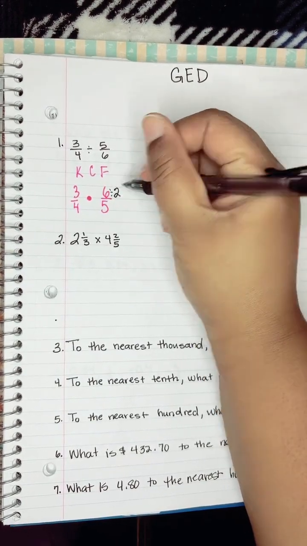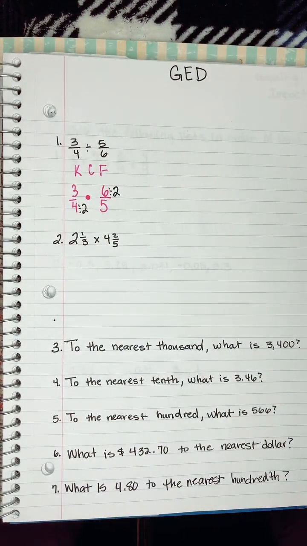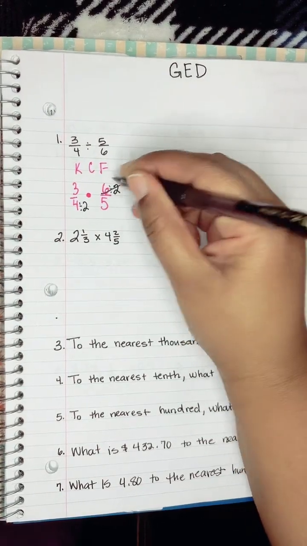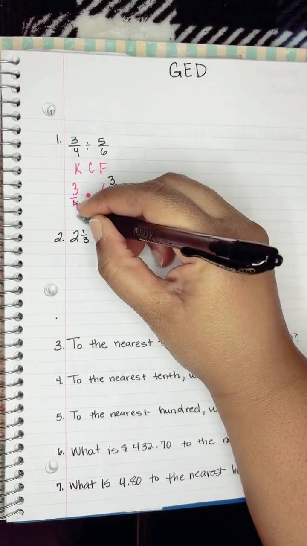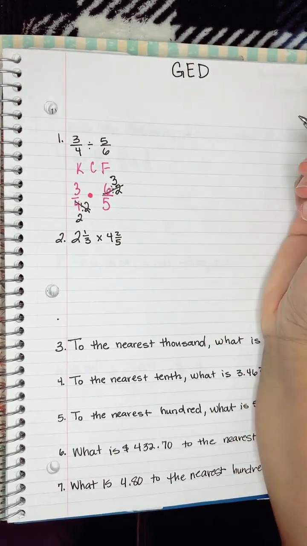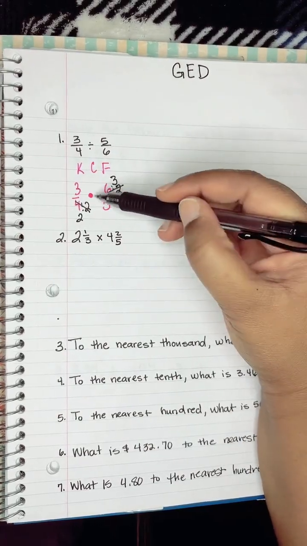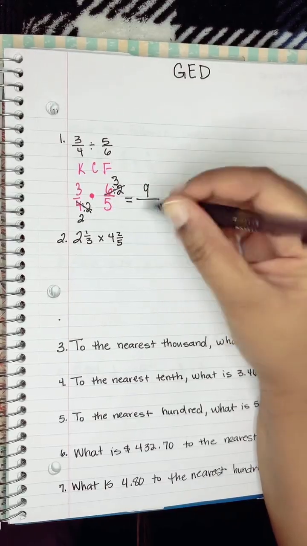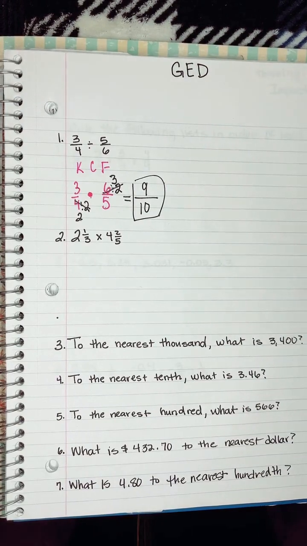So we're going to divide this by 2 and divide this by 2. So 6 divided by 2 is going to give us a 3, and then 4 divided by 2 is going to give us a 2. Now we can multiply. 3 times 3 is 9, and then 2 times 5 gets us 10. And so this is 9/10.